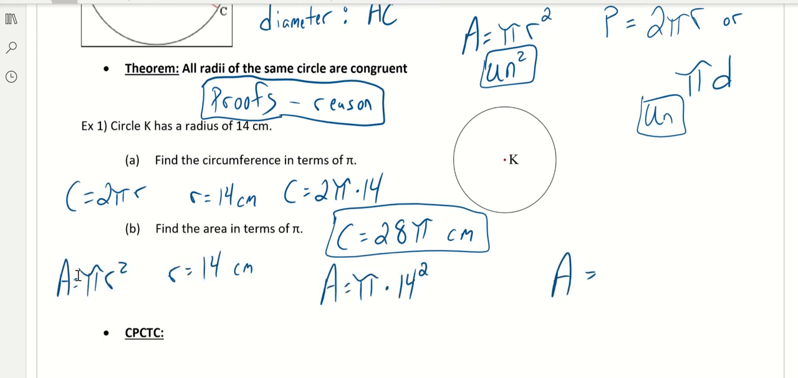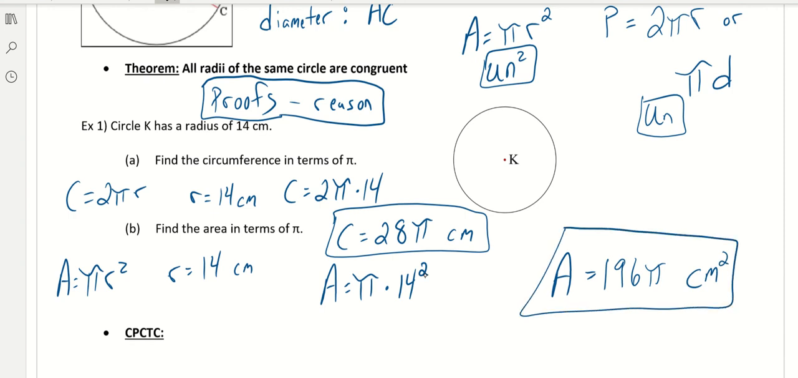Well, area of a circle, area is pi r squared. All we need is the radius. We have the radius is 14 centimeters. So area is equal to pi multiplied by your radius of 14 squared. Might want to use a calculator on this one. 14 multiplied by 14 is 196 pi. So 196 pi. And the units are going to be centimeters squared. 196 pi centimeters squared. Okay.